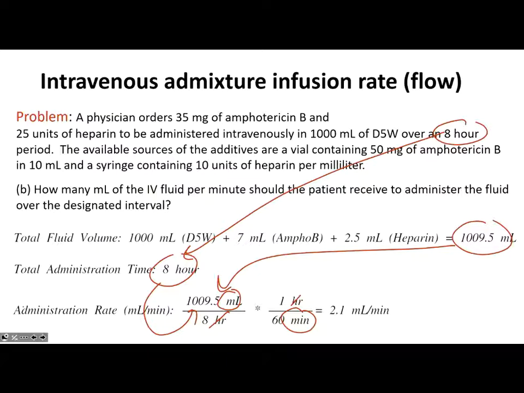Biggest trick on that is remember to add your volumes together. When you're doing a total volume over a total time, the total volume will be everything that got squished into that bag.